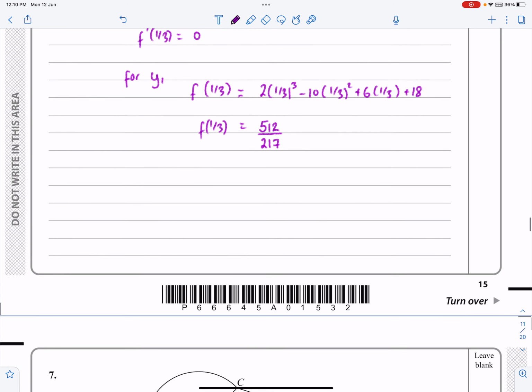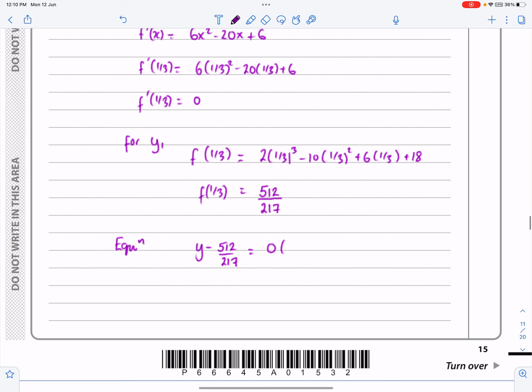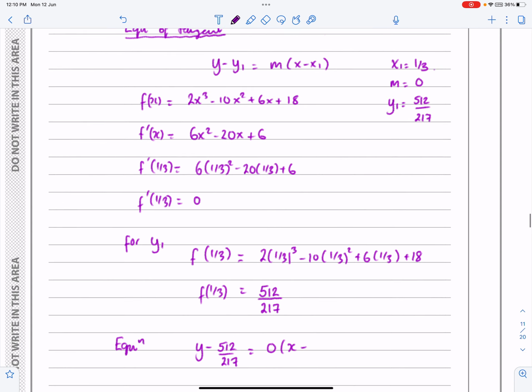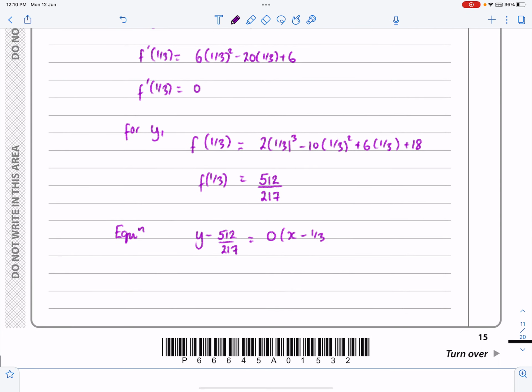So now the equation is y minus y1 is equal to m(x minus x1), but m's 0, so it's just going to work out to be equal to 0. If you want to really slow it down, x minus a third. But in other words, y minus 512 over 217 equals 0, or rather y equals 512 over 217. That's the final answer there.